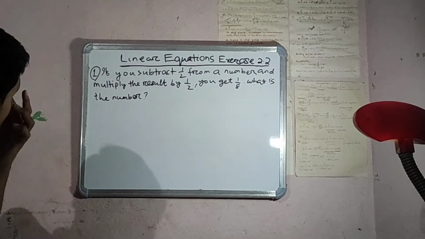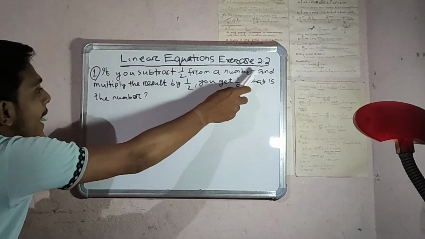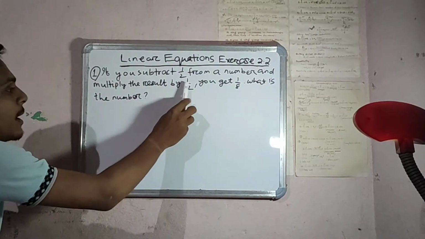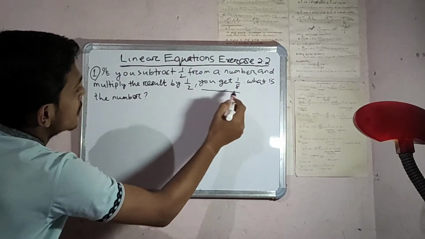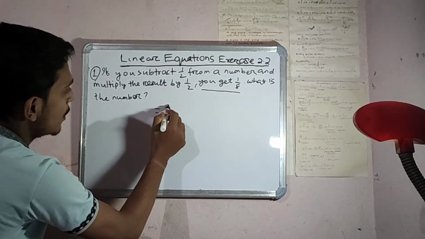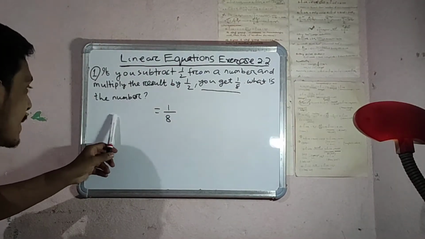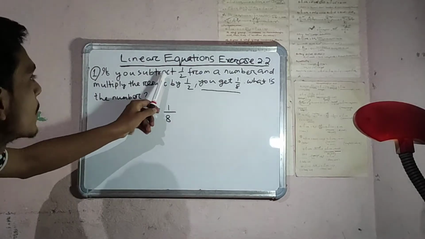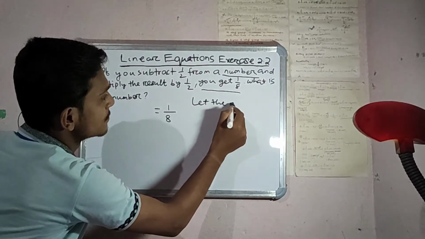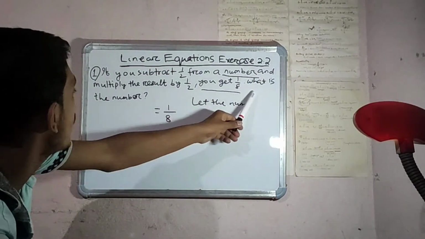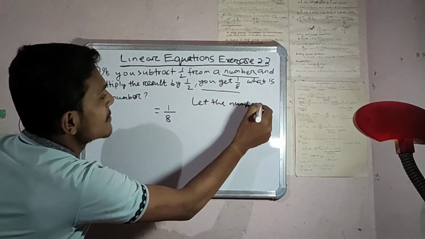Okay. So it is given that if you subtract 1 by 2 from a number and multiply the result by 1 by 2, you get 1 by 8. It means the equation contains the right hand side, that is 1 by 8. We have to find the left hand side of the equation. So if you subtract 1 by 2 from a number, what is the question? What is the number? So let the number be x.